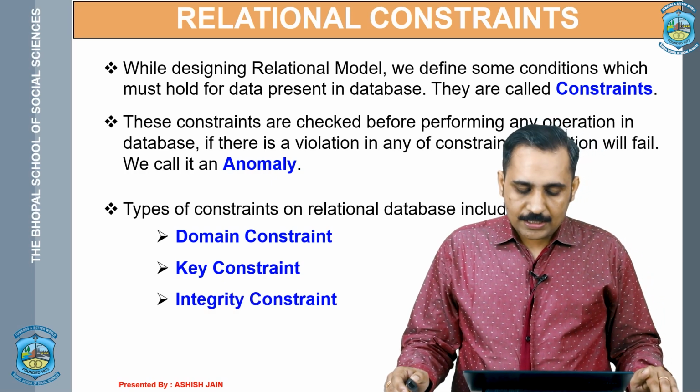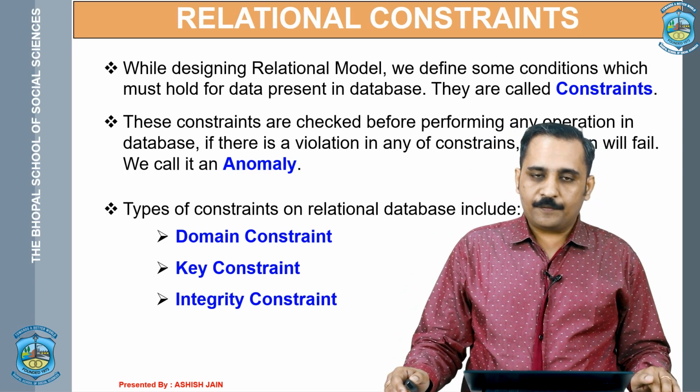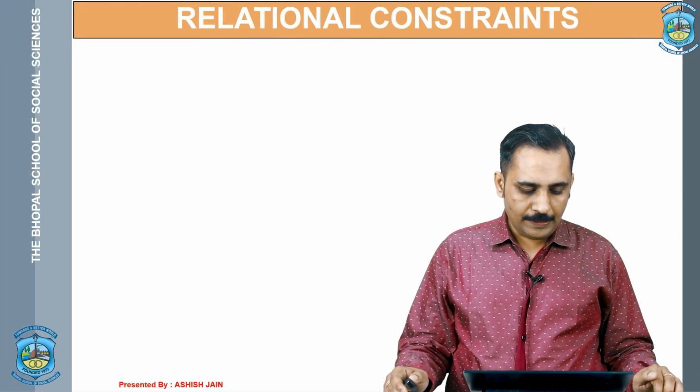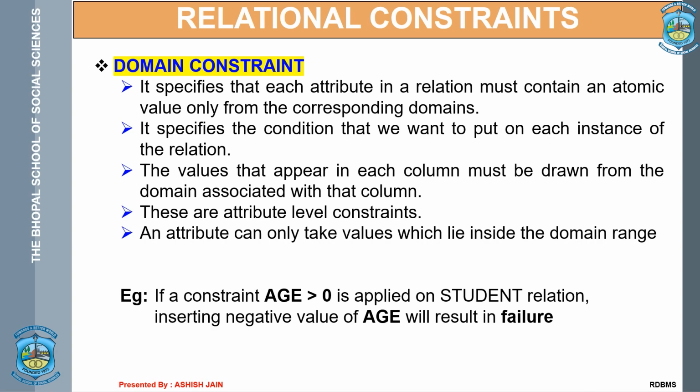Regarding the types of constraints, we can divide them into three categories. We have domain constraints, key constraints, and integrity constraints. Let us discuss them one by one. First is the domain constraint. A domain constraint specifies that each attribute in a relation must contain an atomic value only from the corresponding domain. That means whatever is the set of allowed values, you can only have one value from that domain in a particular column position. It specifies the condition that we want to put on each instance of the relation.